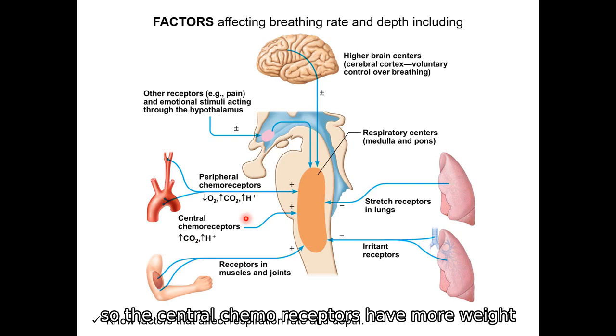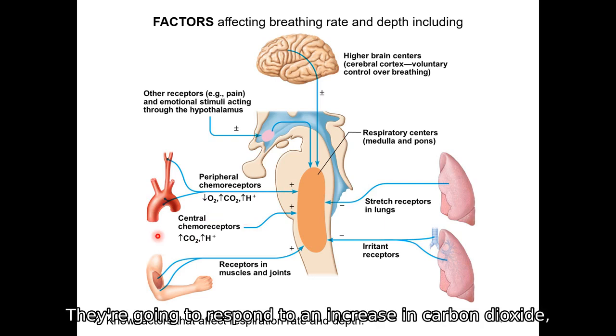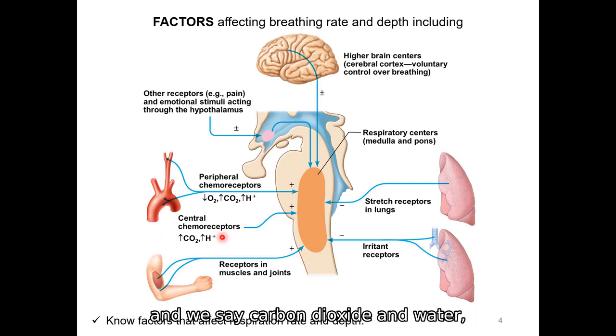So the central chemoreceptors have more weight or input to the respiratory center. And so they're going to respond to an increase in carbon dioxide. And we said carbon dioxide and water, we are going to get hydrogen ions and acid. So that would cue or stimulate an increased rate and depth of breathing.